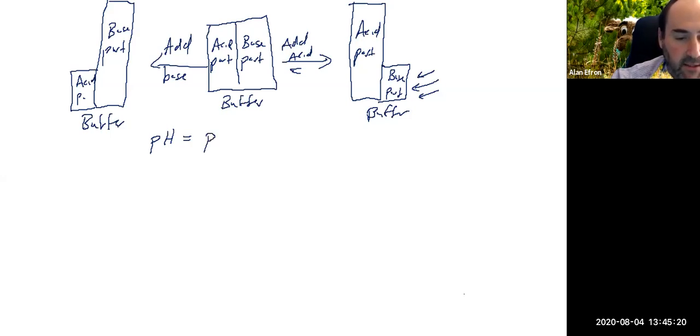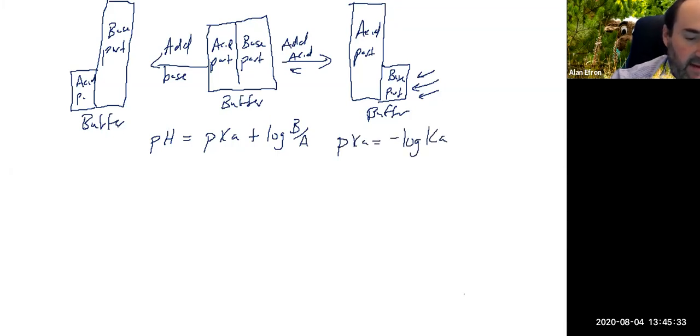And the pH is equal to the pKa plus the log of the base over the acid. And in this particular case, as we've talked about, the pKa value is minus the log of the Ka value. So that, again, is how you calculate the pKa value. And here we use the base over the acid. So this is a way that you can calculate the pH of a buffer.